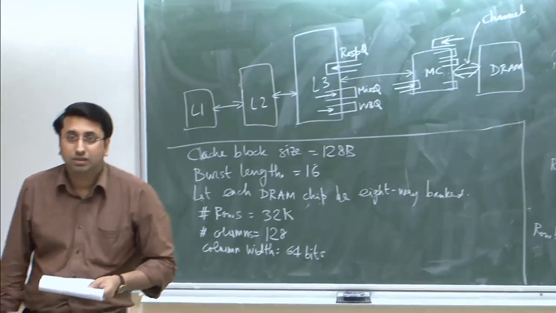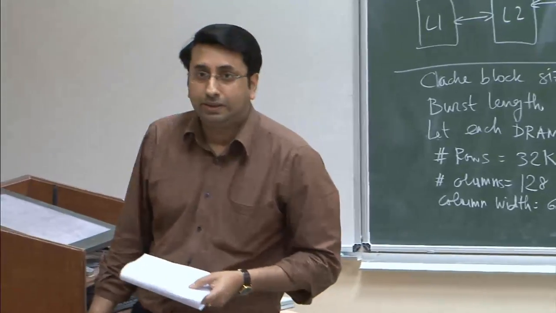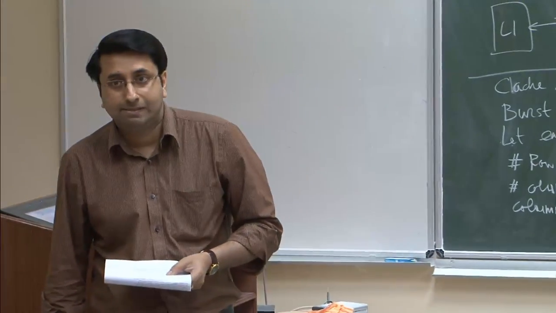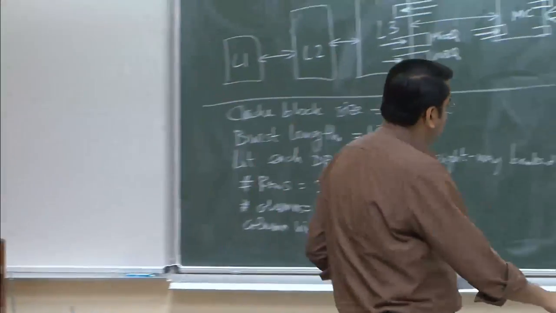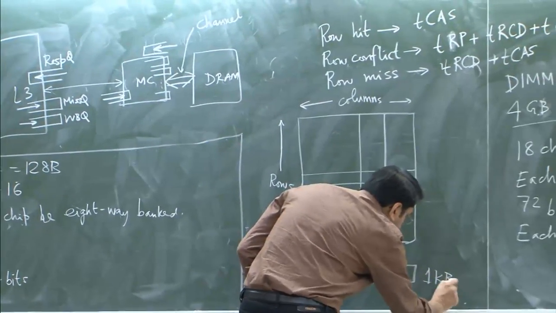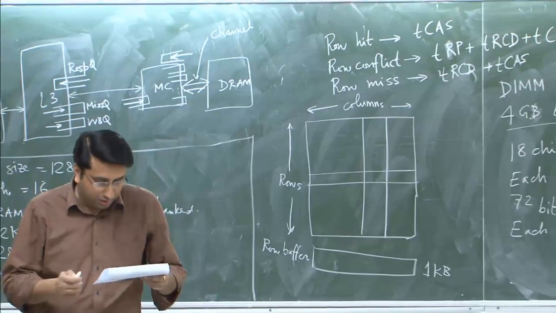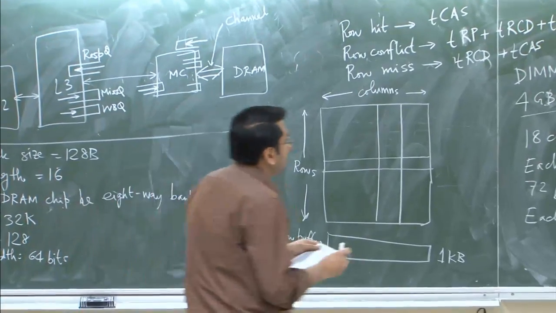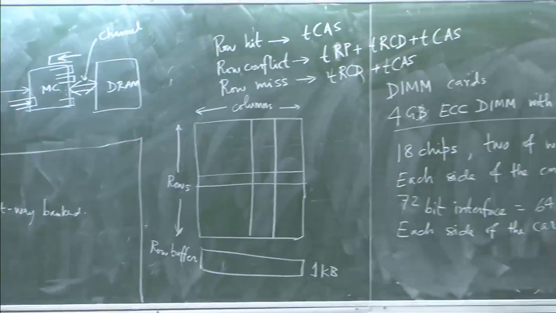How much is that? In bytes? 1 kilobyte. Right? Yes. So you have 1 kilobyte row buffer per bank. Okay, all right. So let's see how the address is decoded.